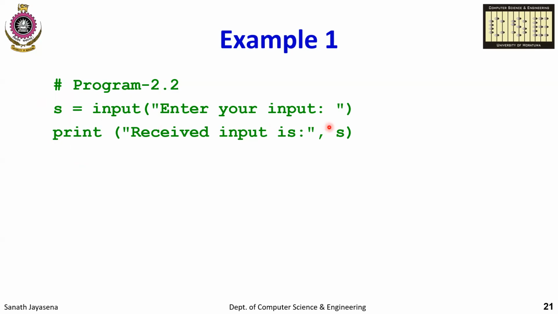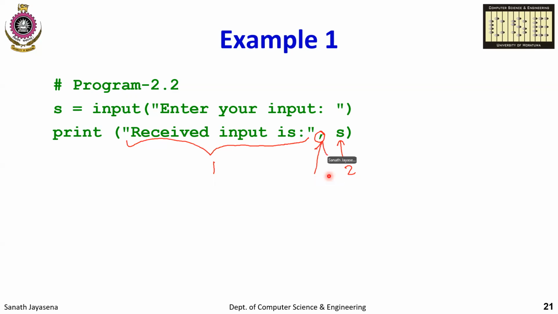So in the next line, what we do is we say print, and you can see there are two arguments, right? Because you can see the comma that separates this thing. So this is one of the arguments up to this point, and the second one is this one. Two arguments. The first one is the string "received input is:", like that. That will be displayed as is. After the comma, it says display S.